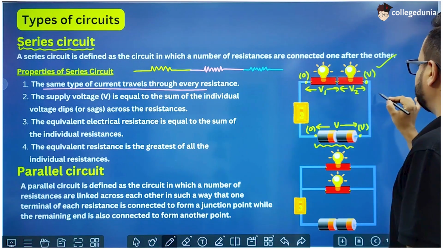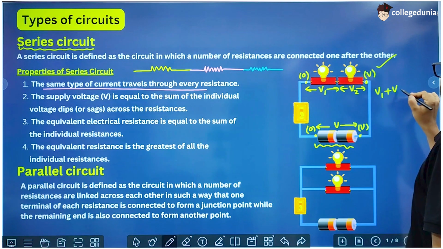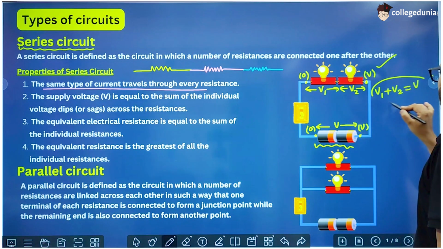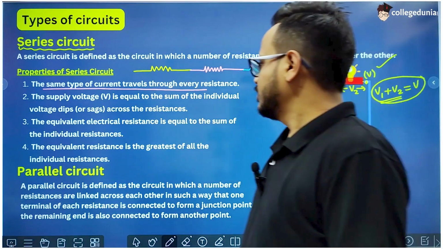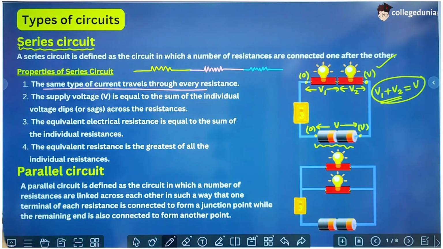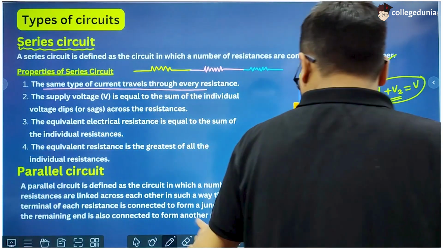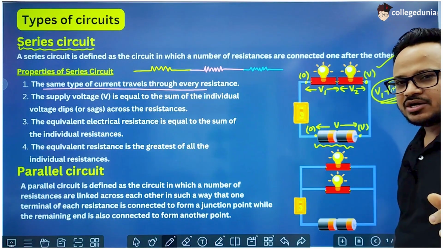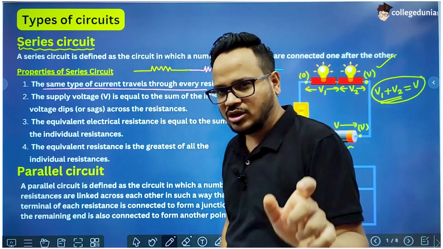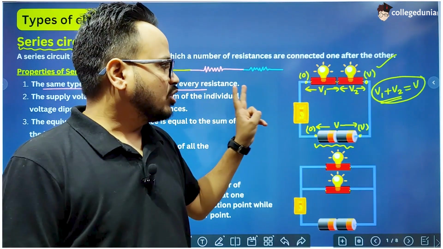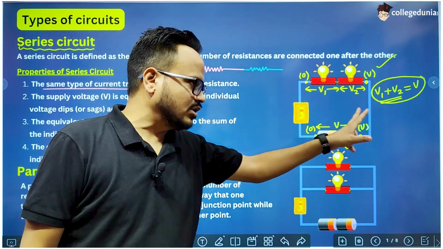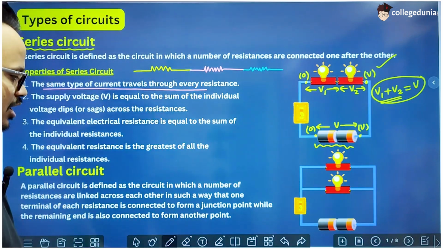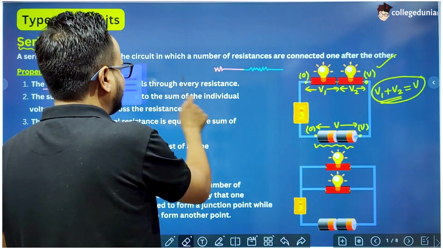So we can say that the sum of the potential difference across these components will be equal to the total potential difference. Okay. So number one, what was the first important characteristic of the series circuit? Current is same in all the components. Second one, potential difference divides, and the sum of the potential differences across all the components is equal to the applied potential difference. Third, total resistance in series arrangement always increases.